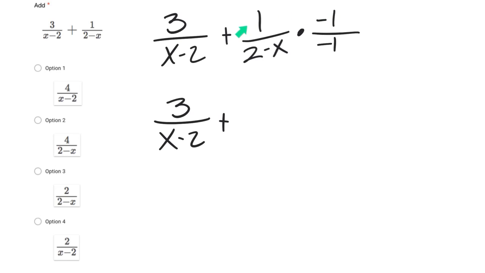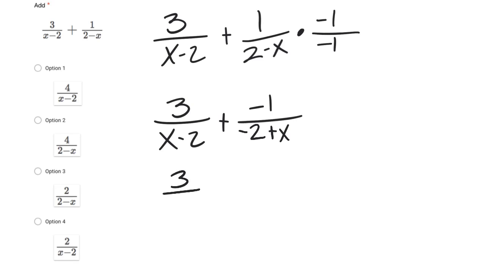I've got to do negative 1 times 1, which we know is negative 1. And then on the bottom, the negative 1 multiplies to the 2 and the negative x, I should say. So it's just going to distribute. So negative 1 times 2 is negative 2. Negative 1 times negative x is positive x, which can be rewritten as x minus 2.